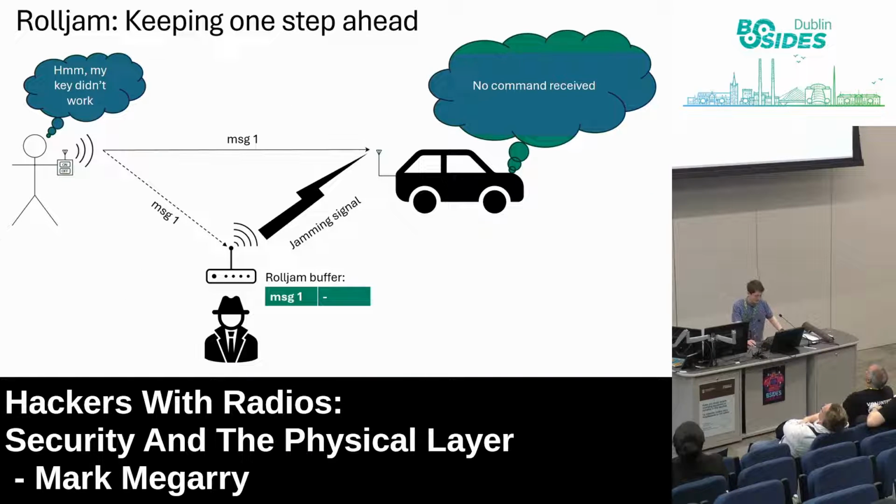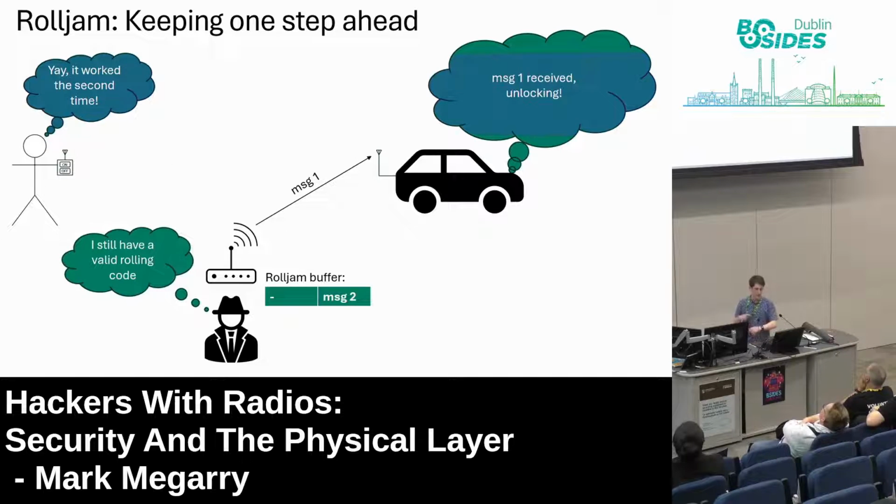So here's how the attack works, right? Bob presses unlock on his key, but the attacker is jamming the car's receiver. So the attacker hears the message that was sent by Bob, the car doesn't. Bob says, well, that didn't work, and does the very human thing of pressing unlock again. Okay, the attacker now has two messages, one older than the other, and the attacker just sends the older of the two messages, keeping the fresh one.